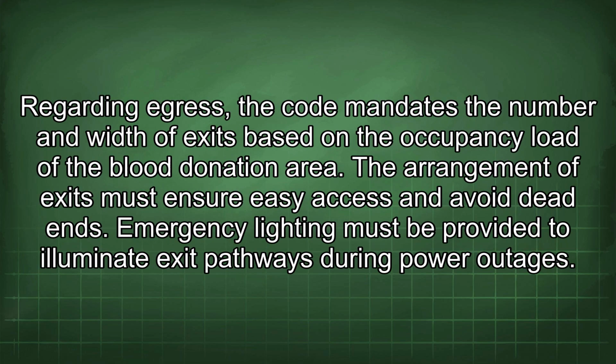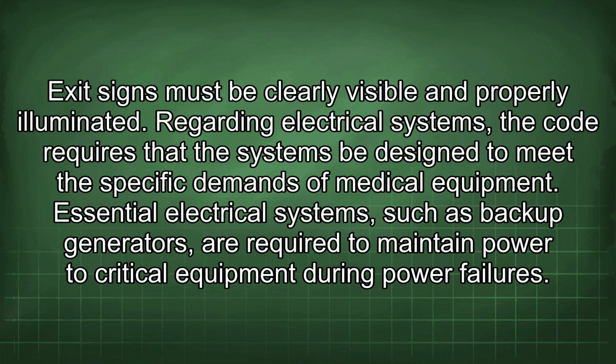Regarding egress, the code mandates the number and width of exits based on the occupancy load of the blood donation area. The arrangement of exits must ensure easy access and avoid dead ends. Emergency lighting must be provided to illuminate exit pathways during power outages. Exit signs must be clearly visible and properly illuminated.